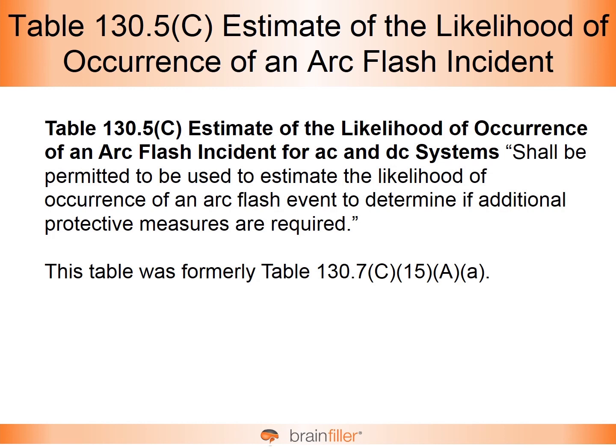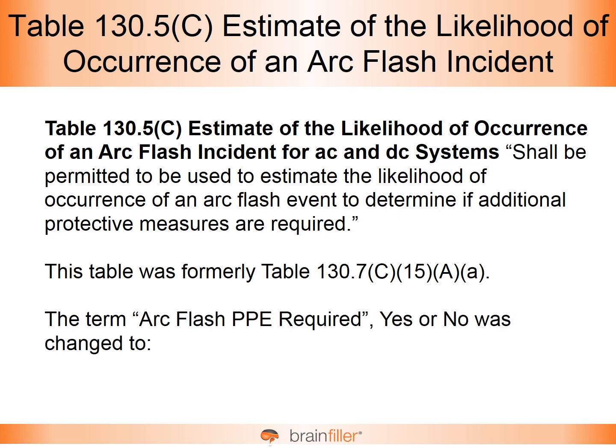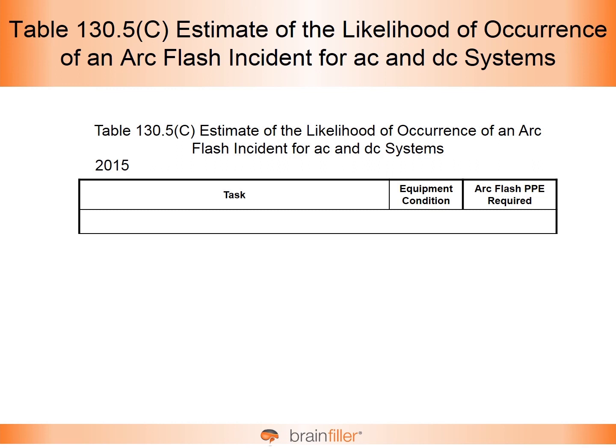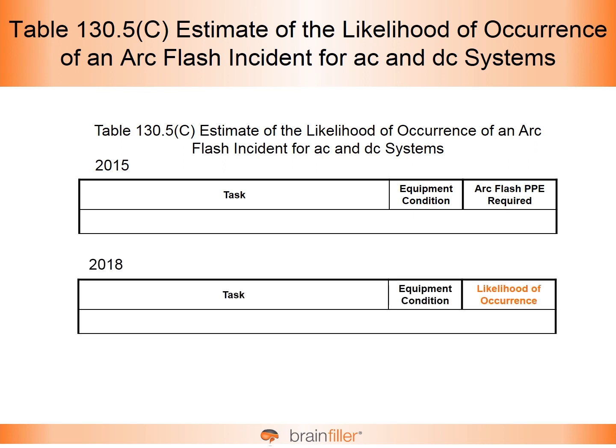130.7C15A lowercase a, and you may recall that it actually stated is arc flash PPE required in the table. There was a column labeled arc flash PPE required, and there was a simple yes or no. Well, this raised a few eyebrows to actually have a table that says no, PPE is not required. And this time around, it was changed to likelihood of occurrence. The likelihood is there a likelihood of an arc flash to occur? And so in 2015, looking at the far right, it said arc flash PPE required, and that's where you would find the yes or no. And now it has been changed to likelihood of occurrence of an arc flash, yes or no.